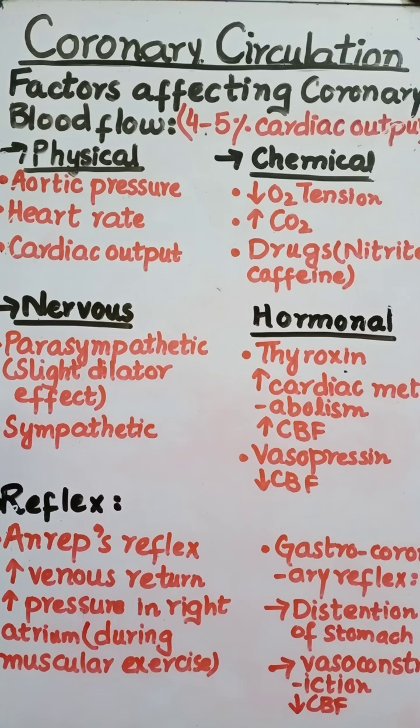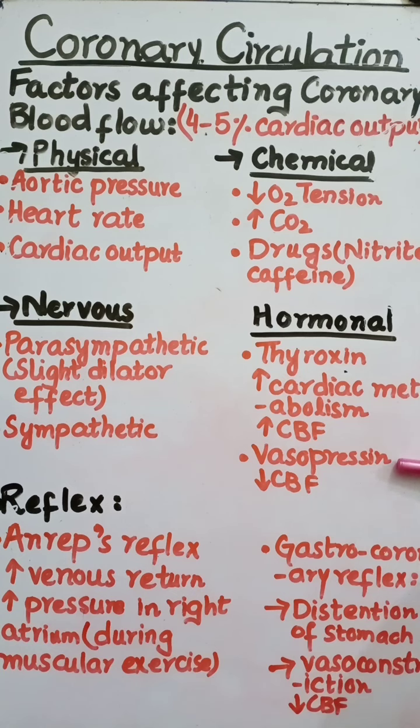innervation causes a constriction effect. It will constrict the coronary vessels, and as a result it will somewhat decrease the coronary blood flow. Hormonal includes thyroxine. Thyroxine generally increases cardiac metabolism, and when cardiac metabolism is increased, oxygen requirements and demands are enhanced, because now more and more oxygen is being utilized. Due to this, coronary blood flow is enhanced, and in this case coronary circulation will increase.